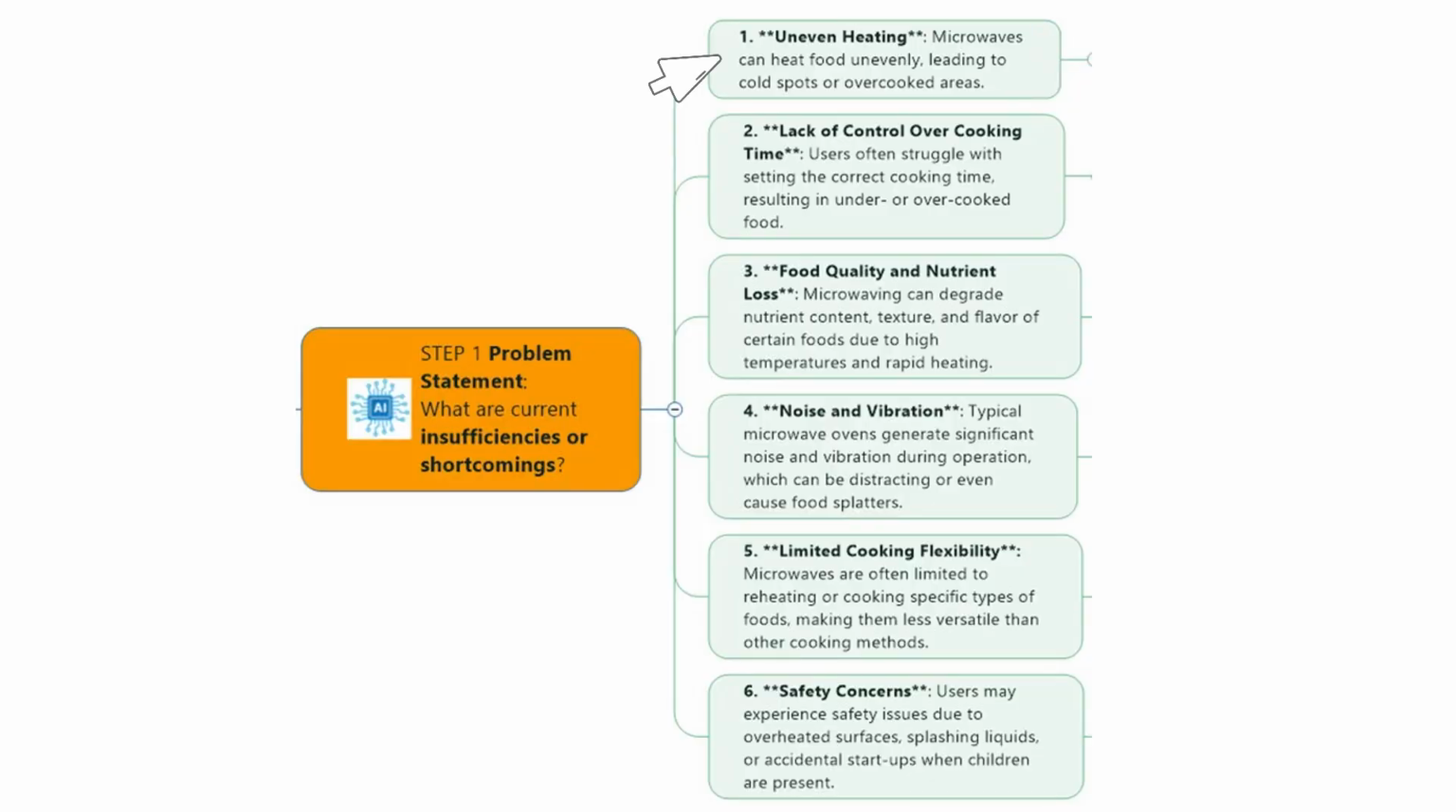For instance, it says, problem one is uneven heating. Second problem is lack of control over cooking time. Number 3, food quality, nutrient loss. Number 4, noise and vibration. Number 5, cooking flexibility. And 6, safety concerns.